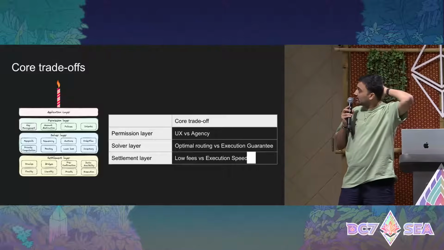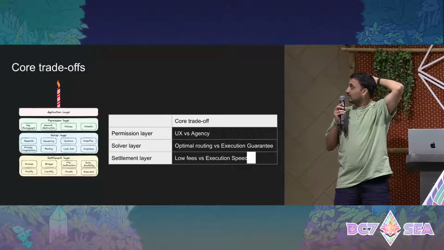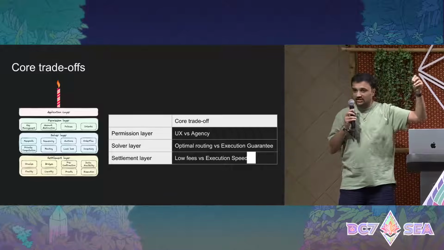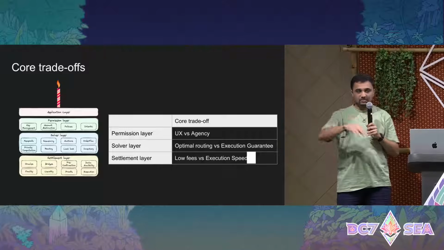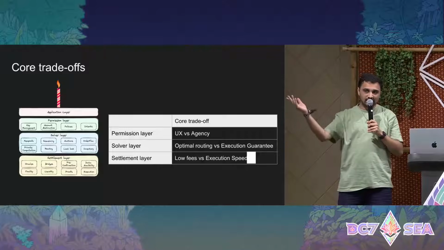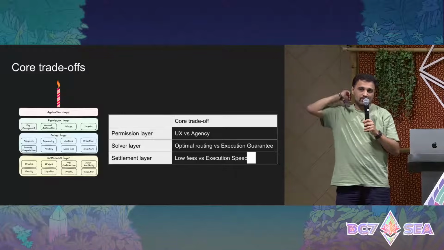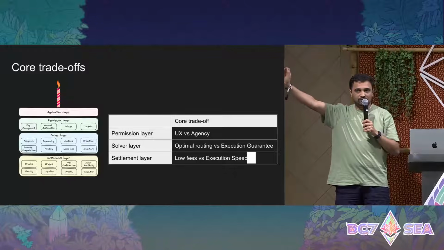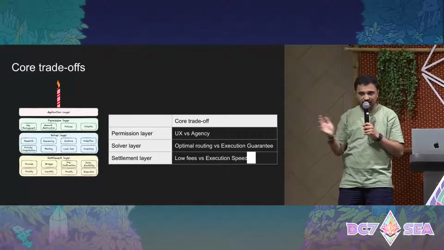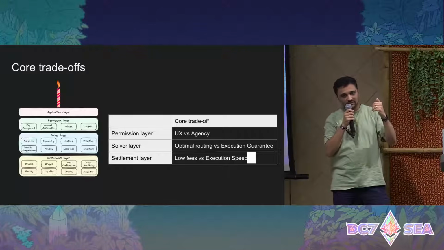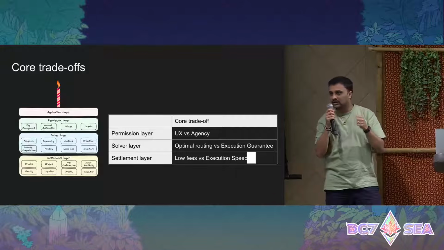The second layer, basically the solver layer, trades off between finding the optimal route versus giving you an execution guarantee. If you imagine a world where there are multiple chains, a user is holding $100 on 3 different chains and says, I want $100 at the end of the day on chain 4, find me the best route, pull the funds, give me the liquidity. There is this trade-off on the solver layer between the best price that you can give to the user versus whether you can actually execute the transaction or not. And that's the trade-off that the solver layer struggles with.